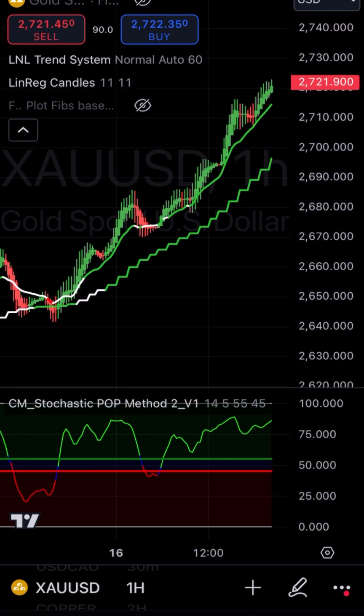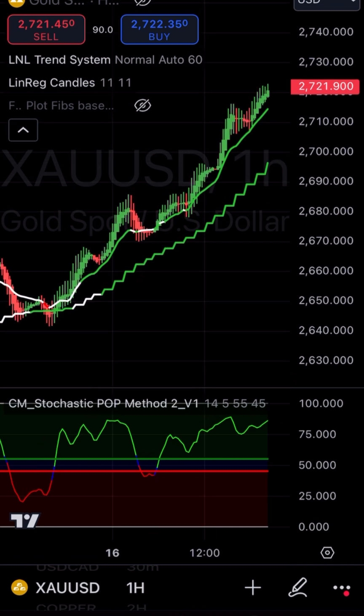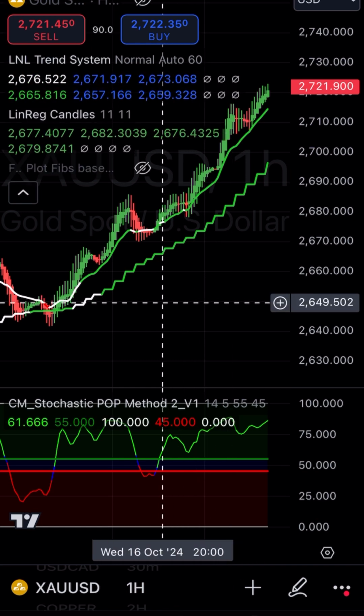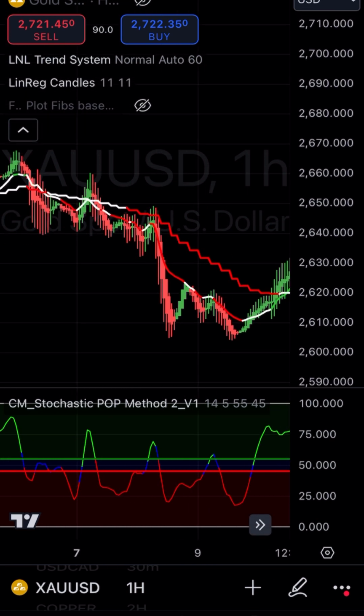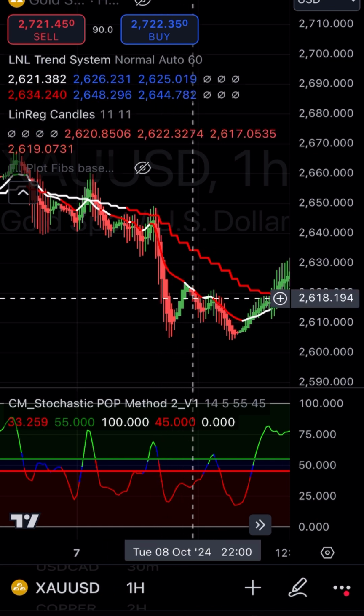You use your LNL trend system to see if you can find any crosses. If you missed the cross, you can go to your CM stochastic and find other moments to get in for your scalps. If you're looking for an uptrend, the green line has to cross above the other green line. If you're looking for a downtrend, after a cross, the red line has to cross down.